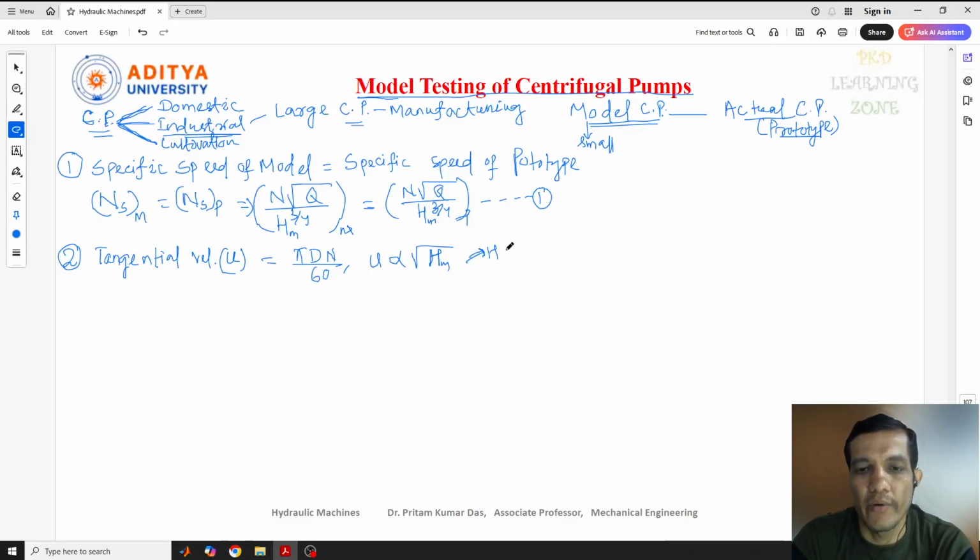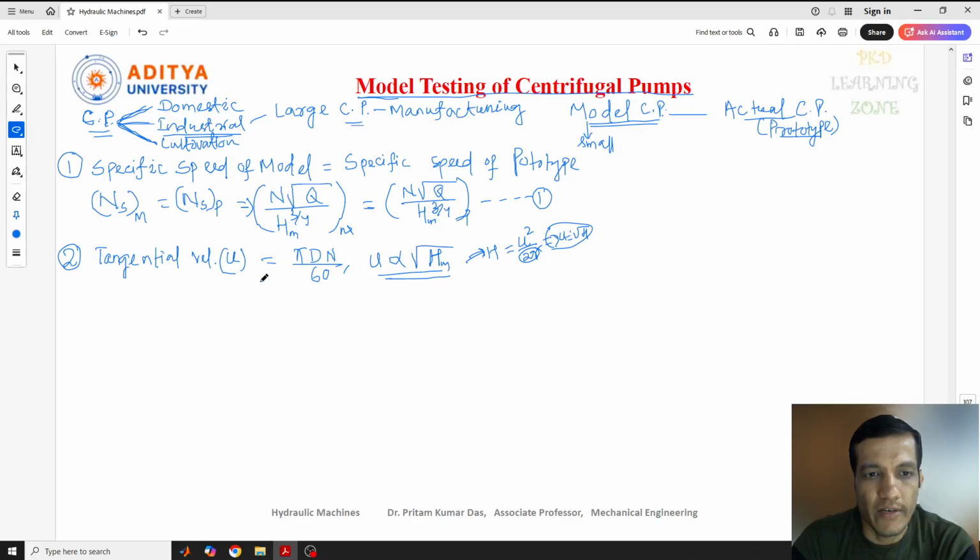Actually, this is nothing but very simple. The manometric head is equal to u2 square by 2g minus u1 square by 2g, what we have seen. Now if this is a constant term, we can write u equal to root over of h, and u is also directly proportional to root over hm. We also discussed this in the last lecture.